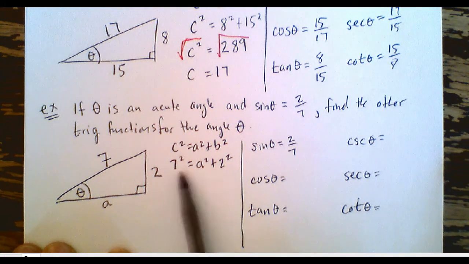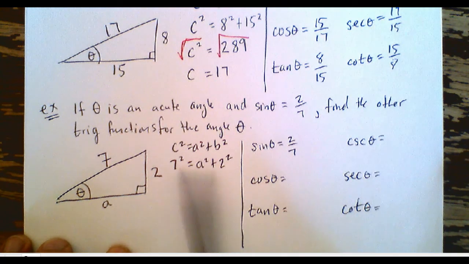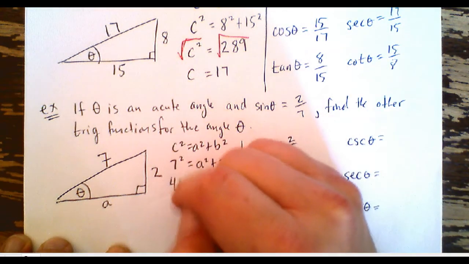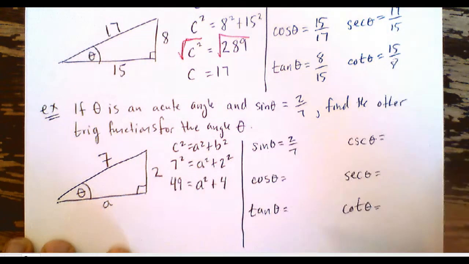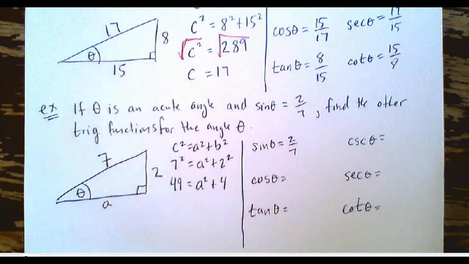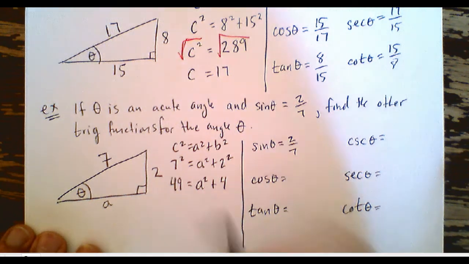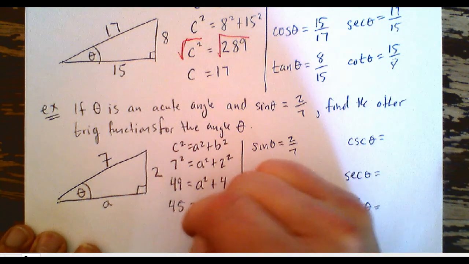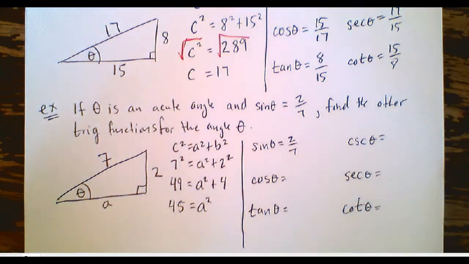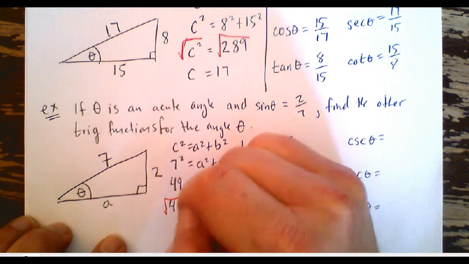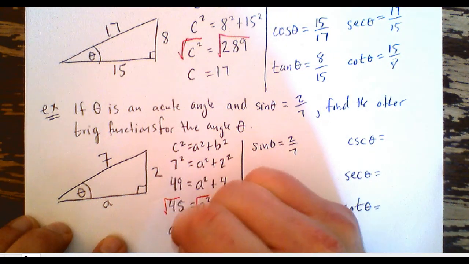Right, so this one's not as simple as just plugging into the calculator like last time. We have to do a little bit of solving here. So 7 squared is 49 equals a squared plus 4. Okay. Subtracting 4 from both sides, we'll get 45 equals a squared. And square root both sides to cancel the square. So a is equal to the square root of 45.